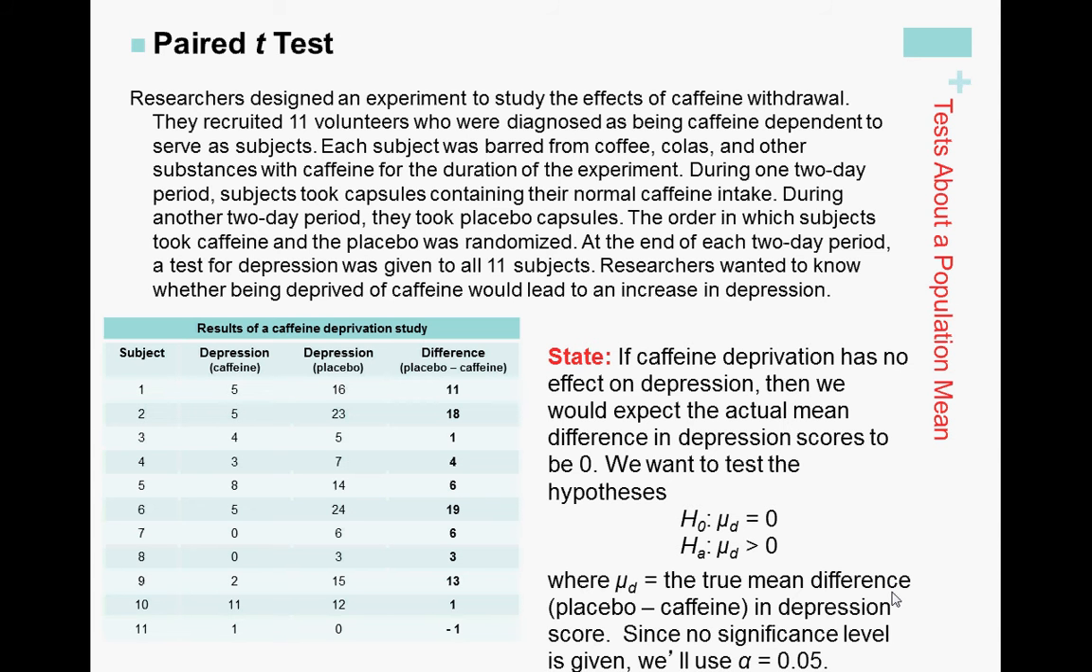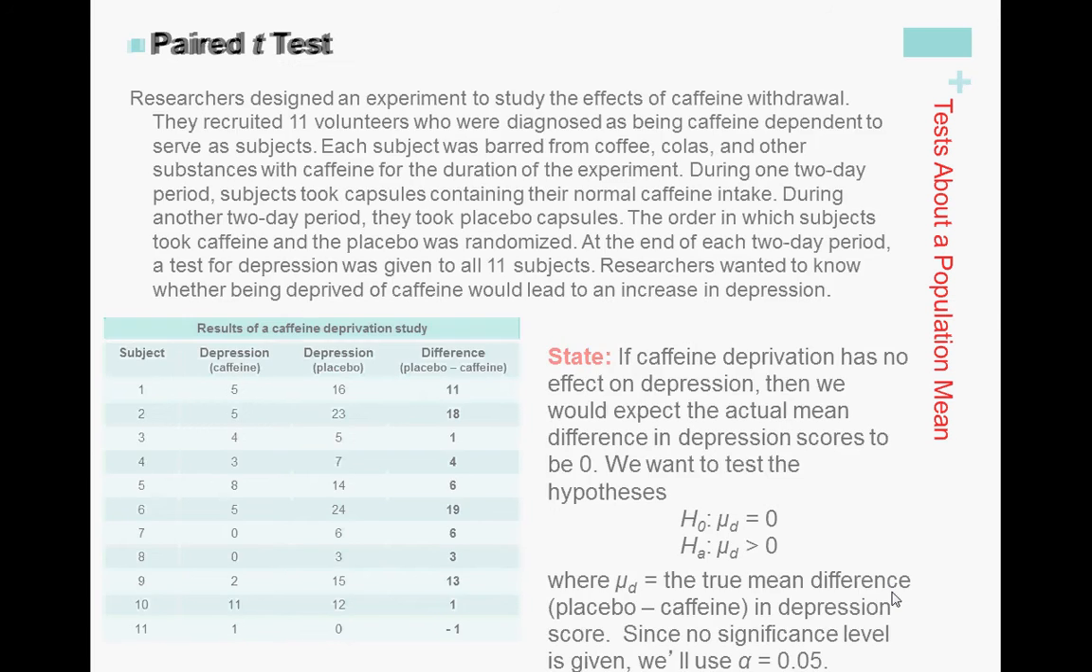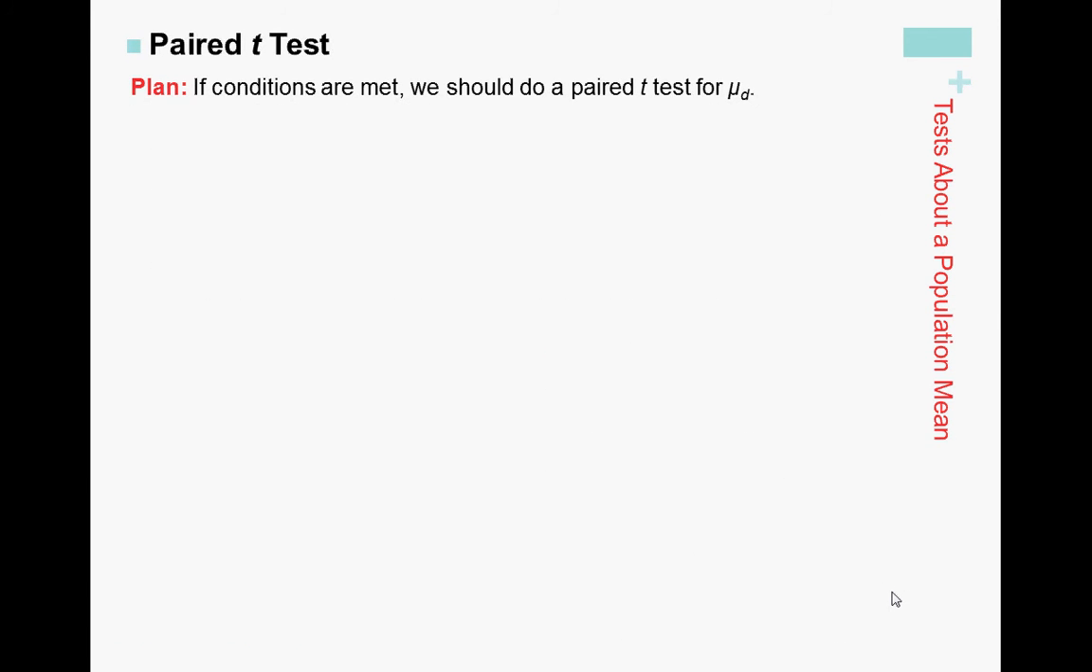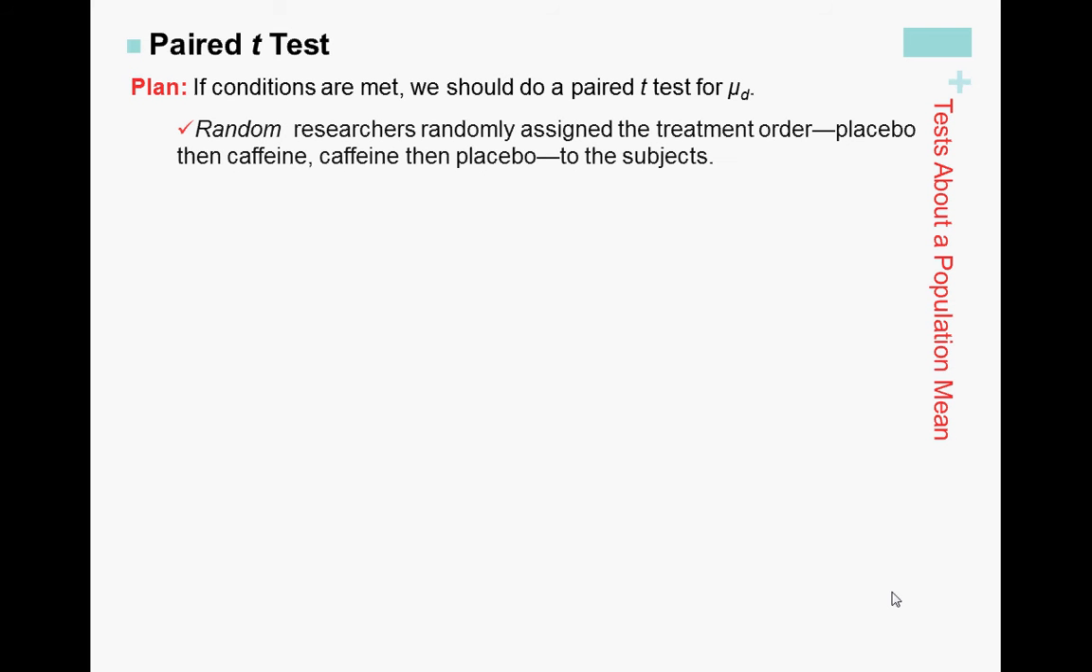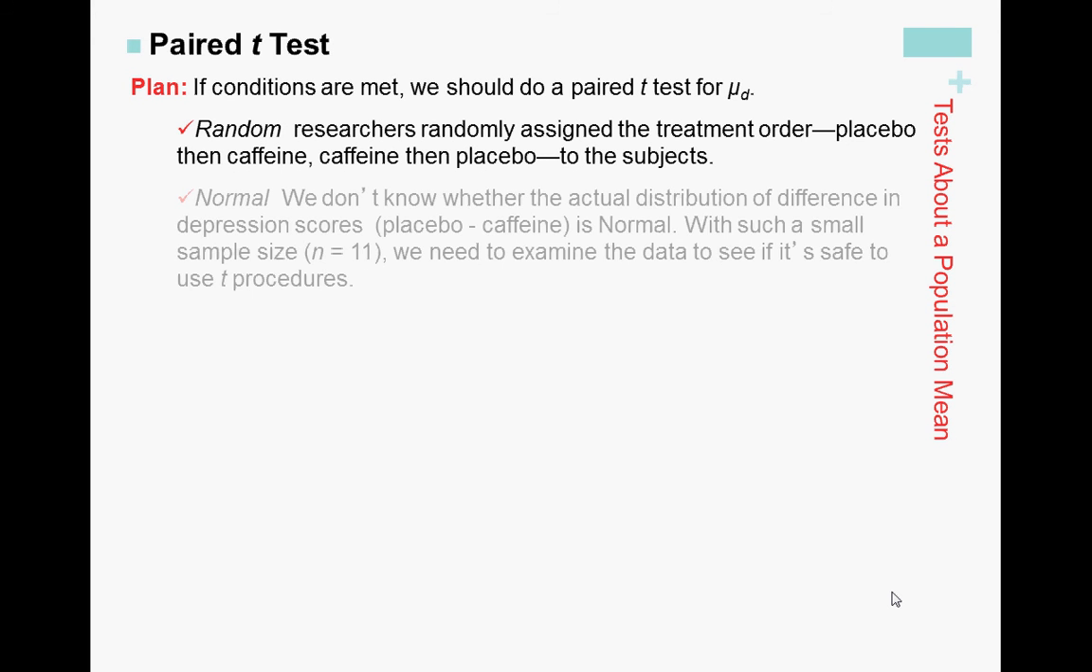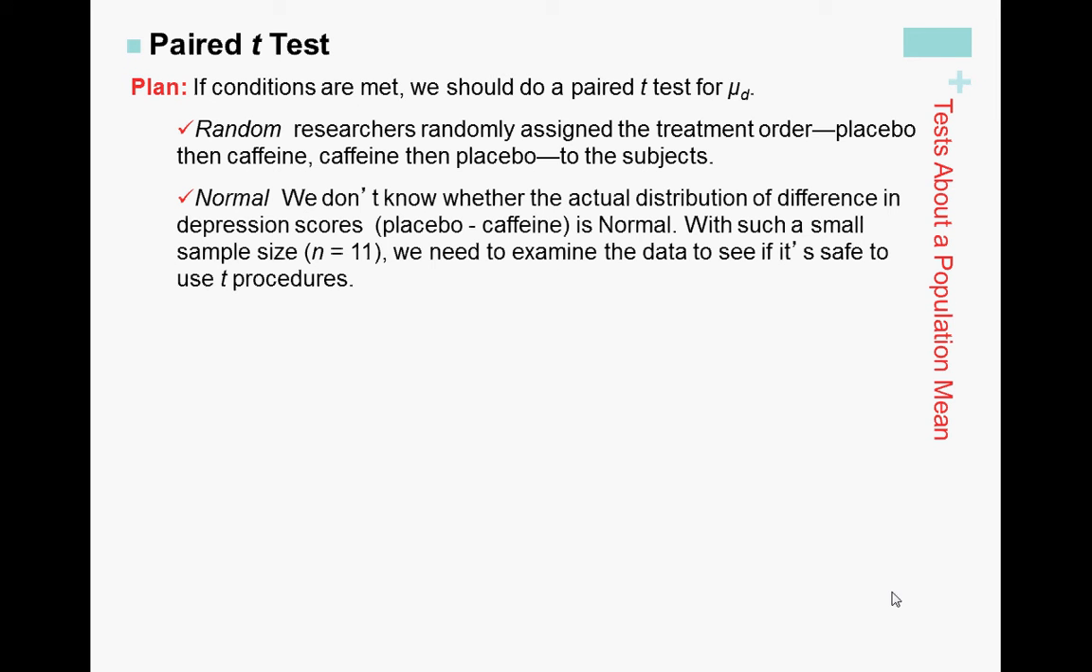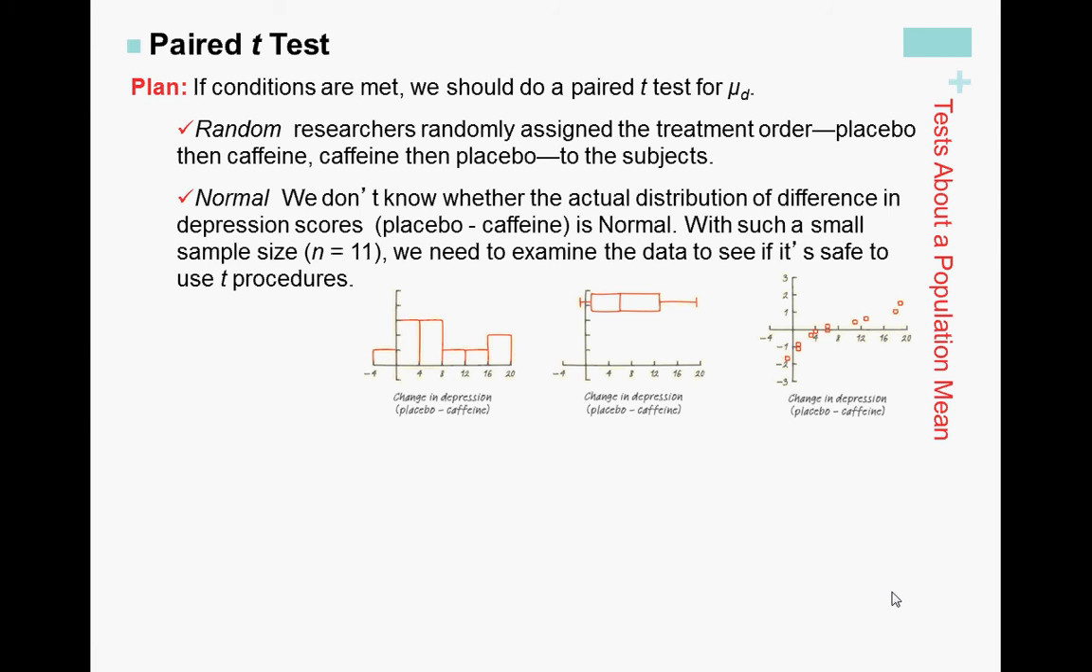Let's plan. If conditions are met, we should do a paired t-test for mu d. The conditions are still the same: random, normal. We do have to look at the data here because the sample size is so small. Okay, this isn't super normal, honestly. You can tell it looks like 2 peaks in the histogram, and the box plot shows some right skewedness, but no outliers.